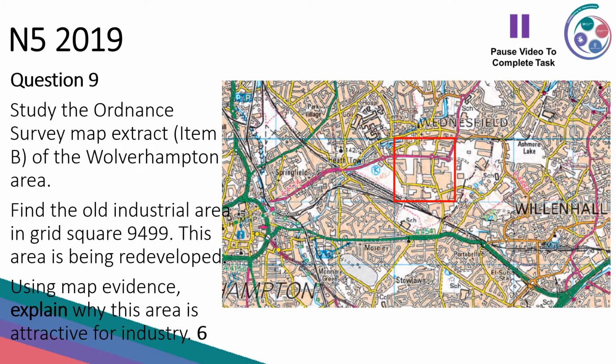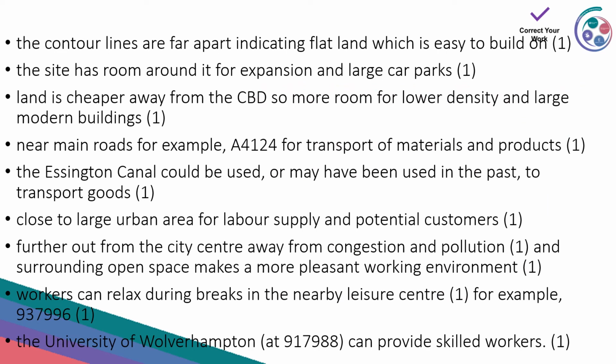So in 2019, you were asked to have a look at the OS map for Wolverhampton, and to find the old industrial area in the grid square, and this area is to be redeveloped. So I've highlighted that in red to let you see it a bit more clearly, and it says using map evidence explain why this area is attractive for industry. So there's 6 marks here. You really want to try and give 6 points if you can. So here are quite a few of them.